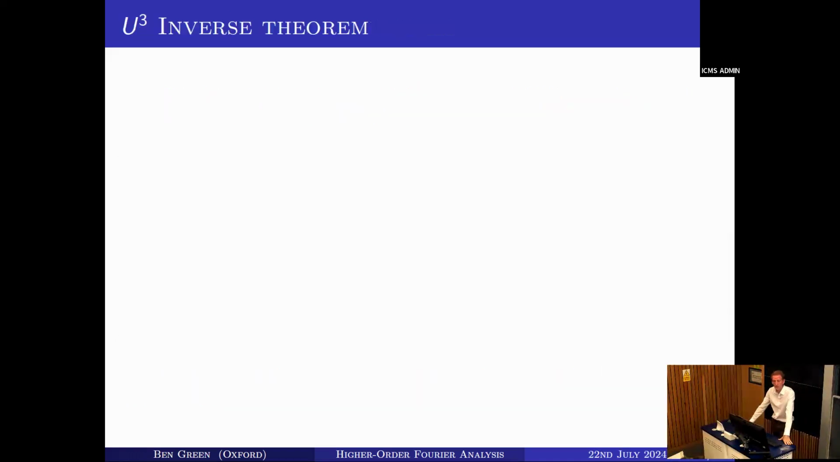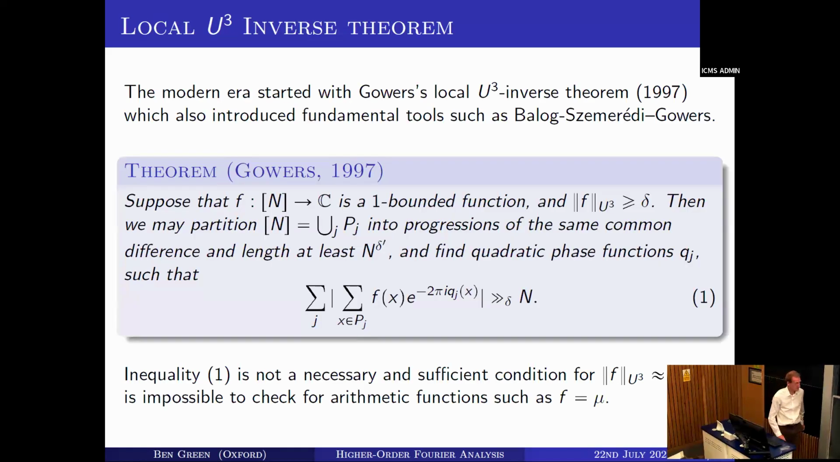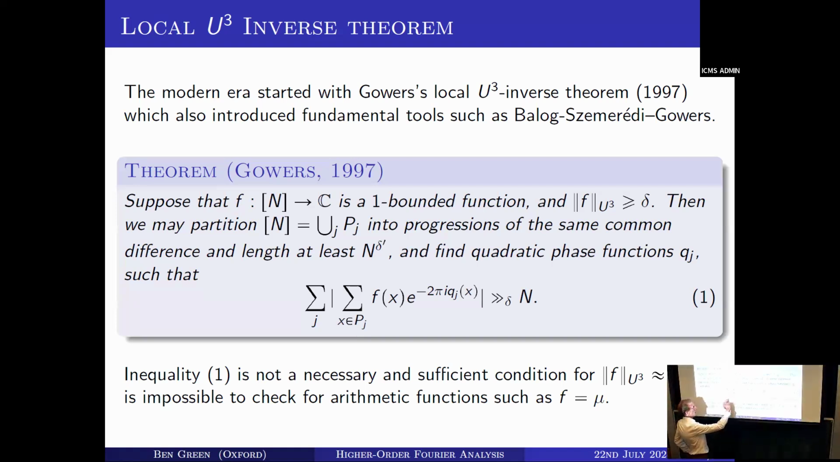Here, sorry, the quadratic phase functions are quadratic polynomials. Yeah, quadratic polynomials. Actually, so you say that, if you pass to some further subprogressions, maybe not with the same common difference, you can actually make them linear. I didn't want to state it like that because I sort of want to motivate the full inverse theorem. But yeah.